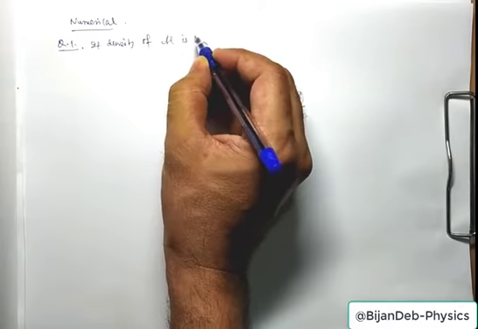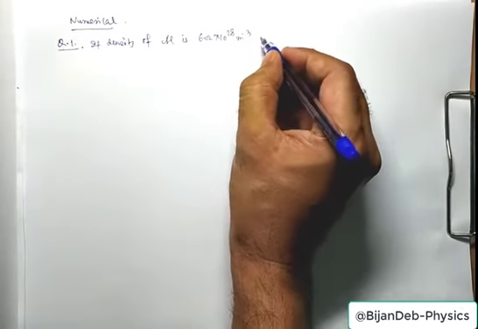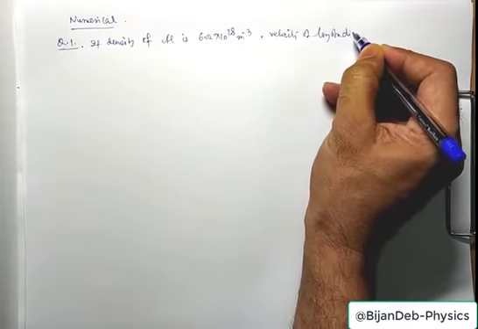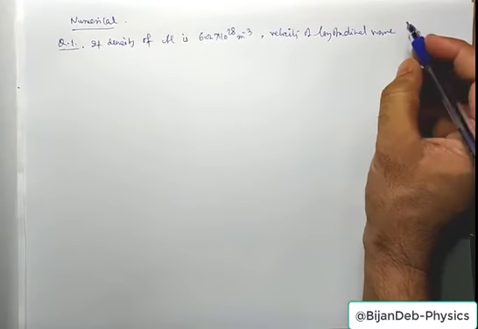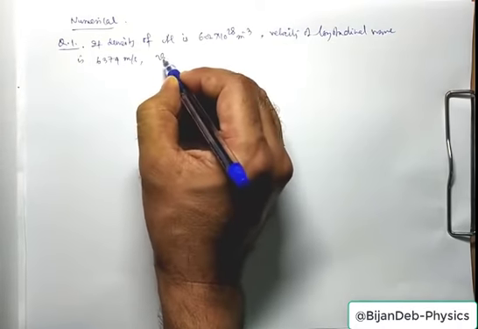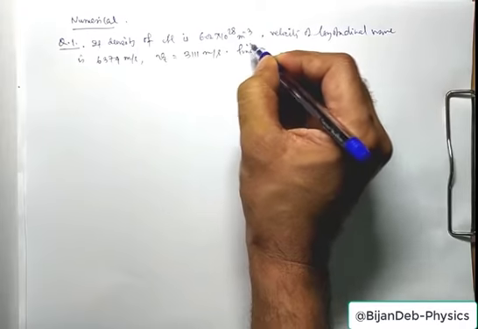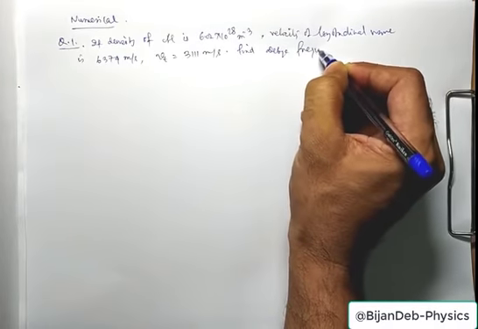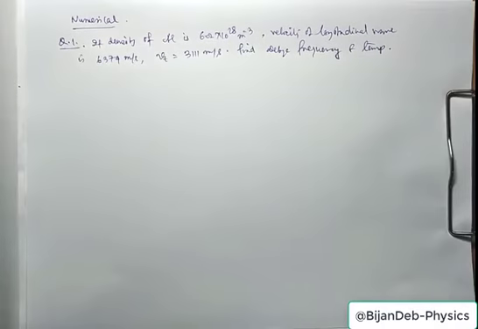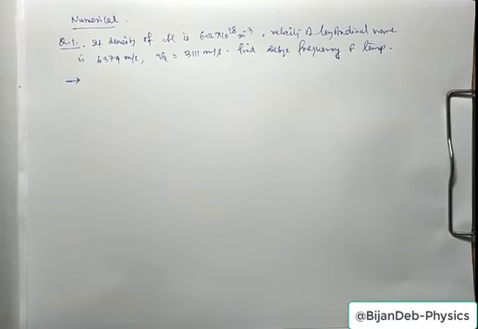if the density of aluminium is 6.02 into 10 to the power 28 per meter cube, the velocity of longitudinal wave is 6374 meter per second, and that of transverse wave is given as 311 meter per second. Okay, find Debye frequency and temperature.